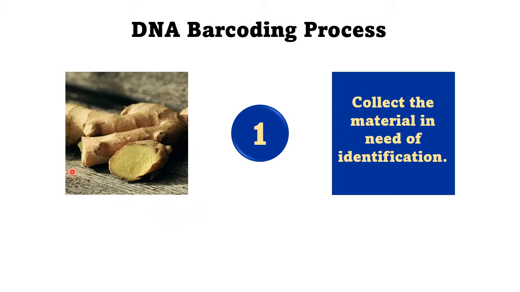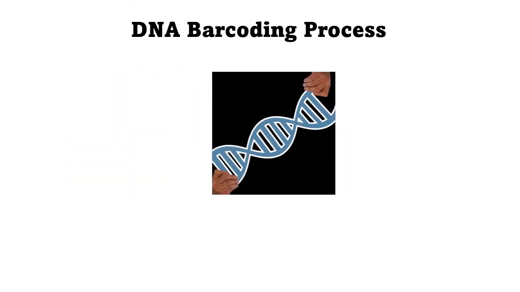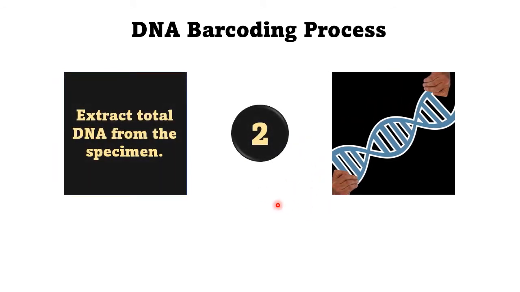So if we use some plant material, first we have to collect the plant material which is in need of identification. Then we have to subject it to extraction of DNA from that particular specimen. So that will be the second process in DNA barcoding of plants.